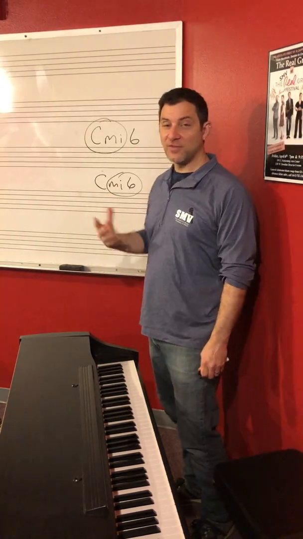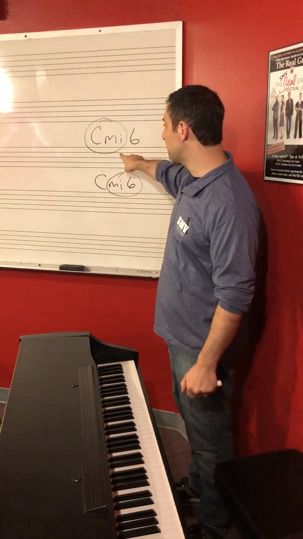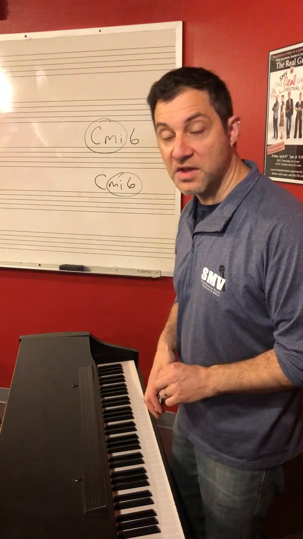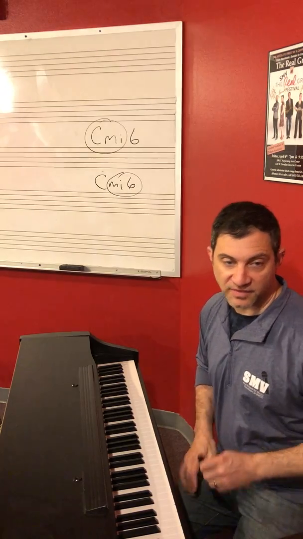It's funny, all these words, it's tough to talk about. But the C minor 6 means that it's a C minor triad with a raised 6, not a minor 6, or not a lowered 6.